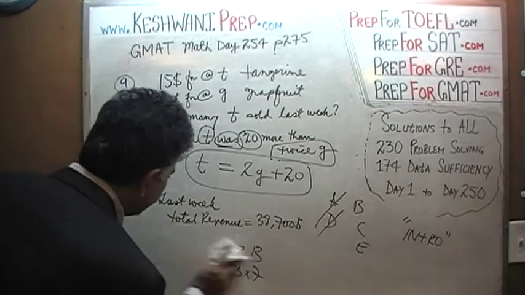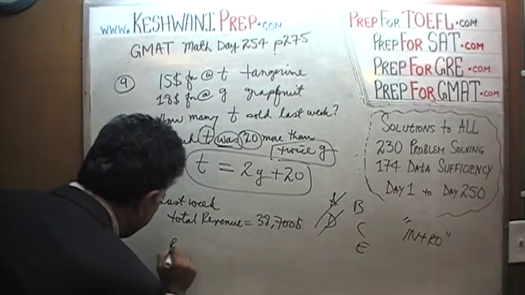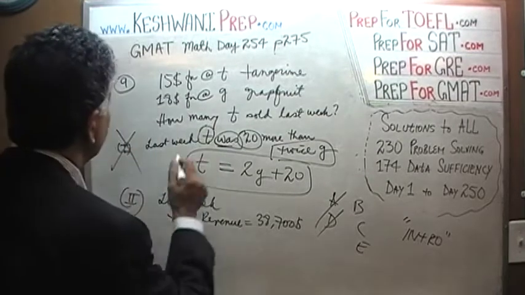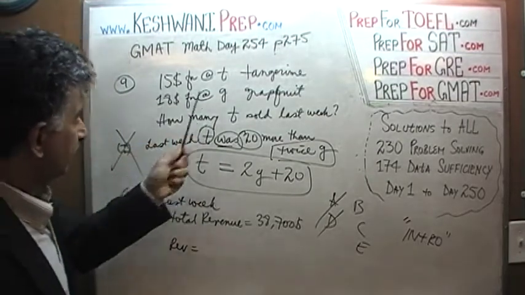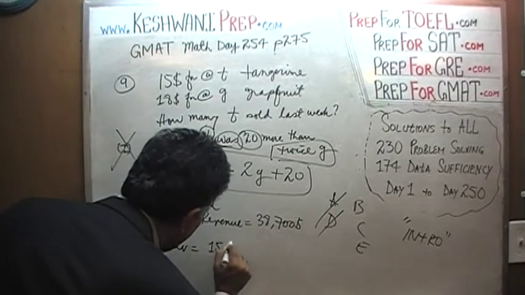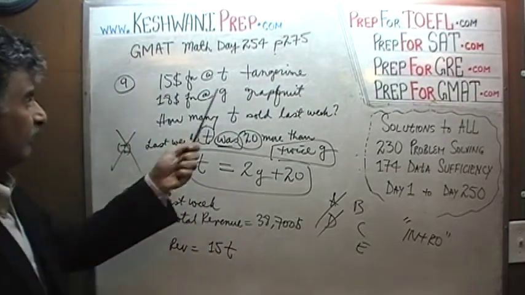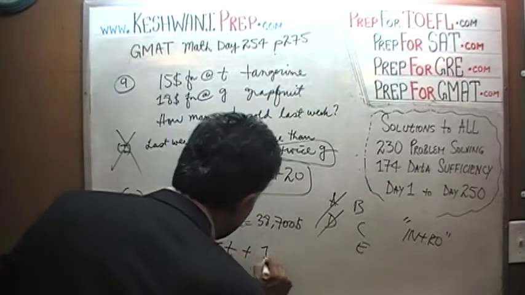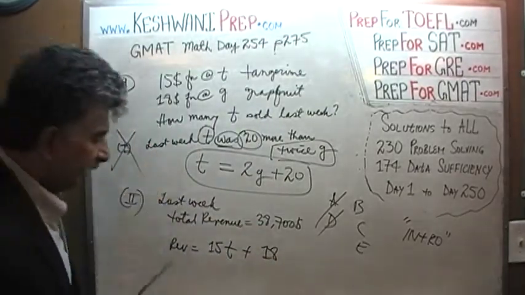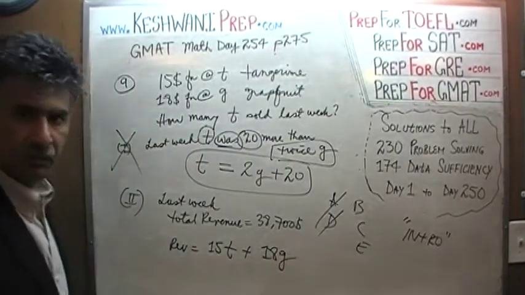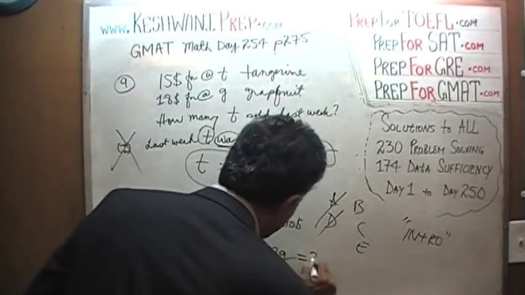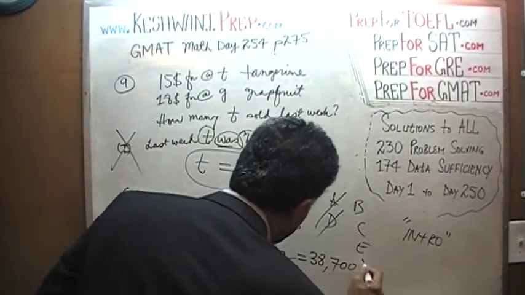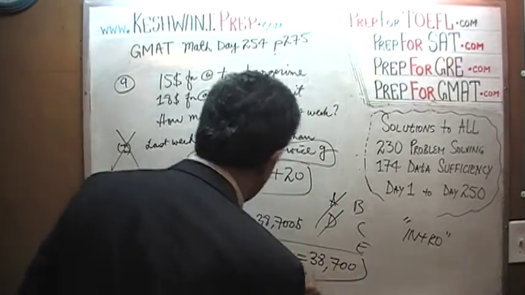This equation tells us that the total revenue is, we're getting $15 for tangerine. So 15 times the number of tangerines that we sold, T represents the number of tangerines, and $18 which we're getting for grapes, and G represents the grapes that we sold. And that has to equal 38,700. And this is our second equation.